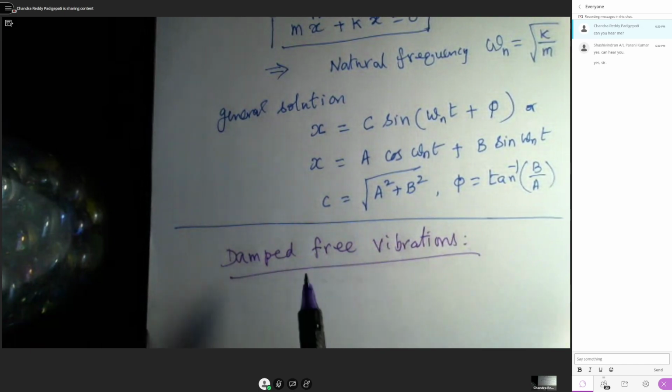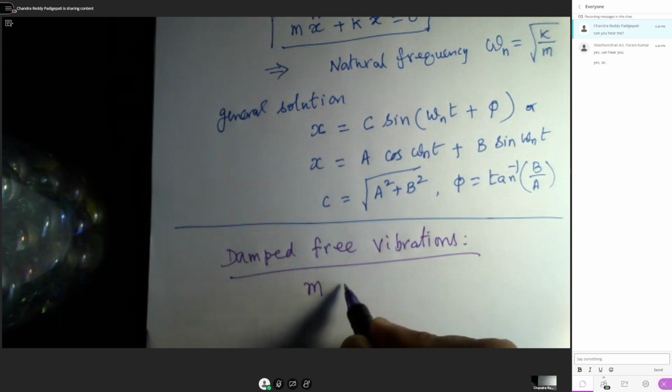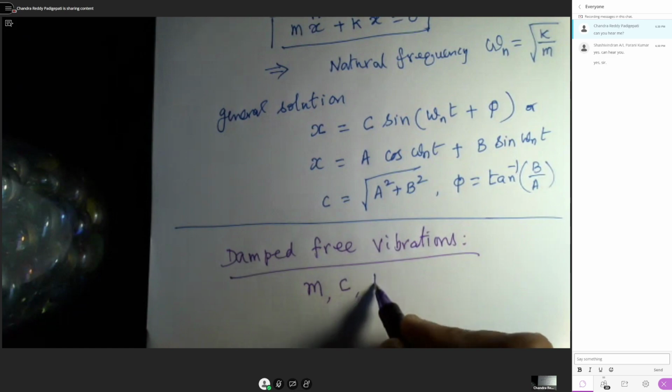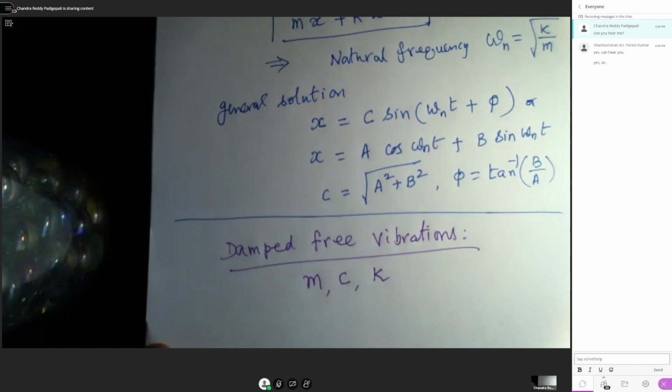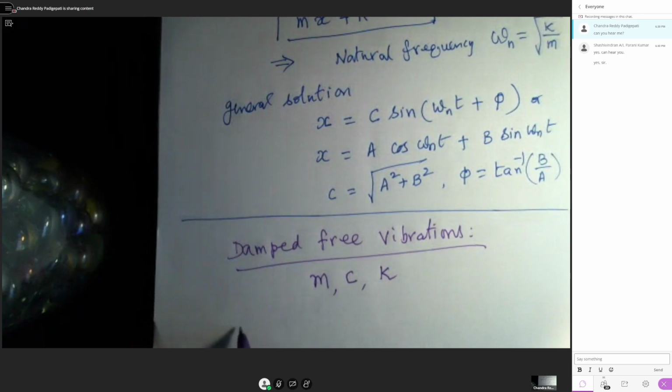In this case, we have the damper, so we are introducing the damper. The mass will be there, then the damping constant c will be there, and the stiffness constant k will be there in the system. For this system, we can write the general equation of motion.